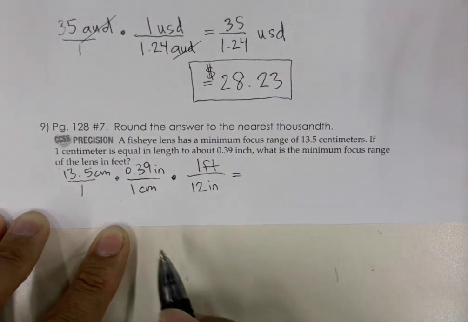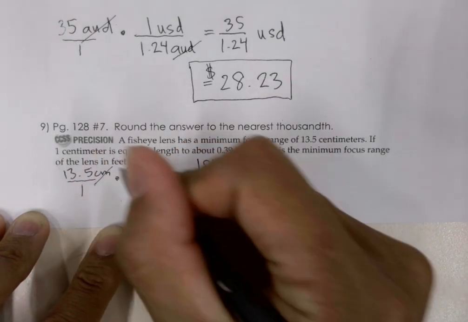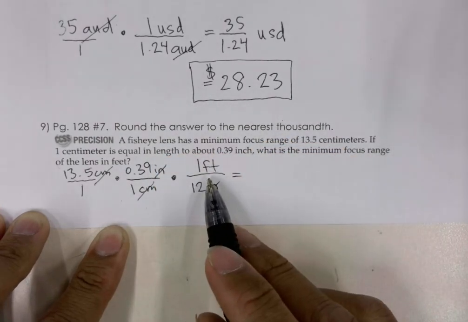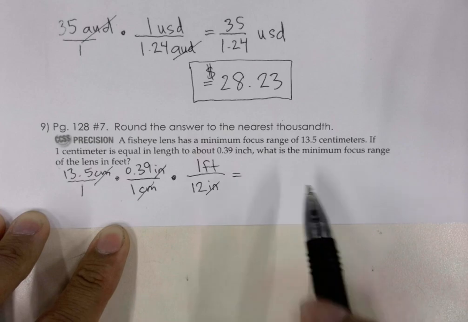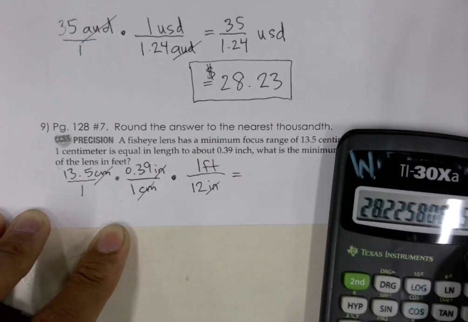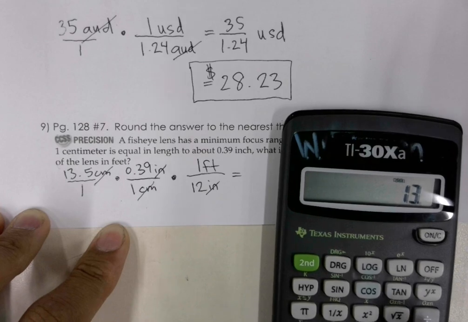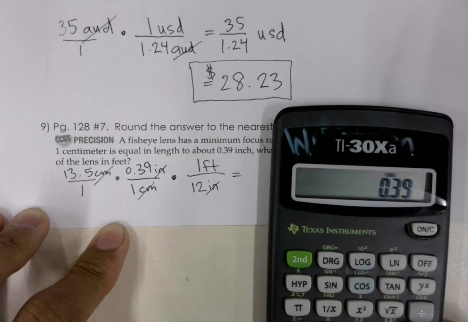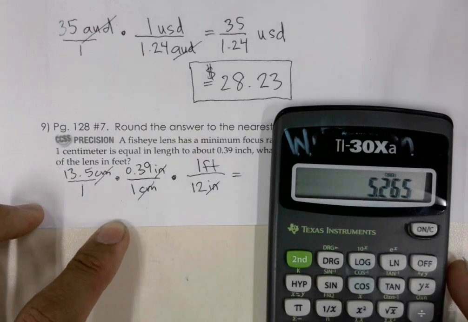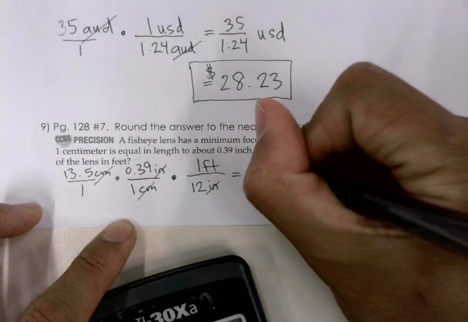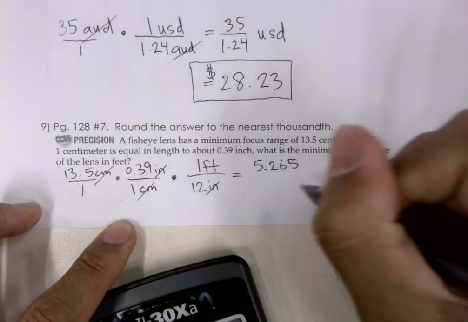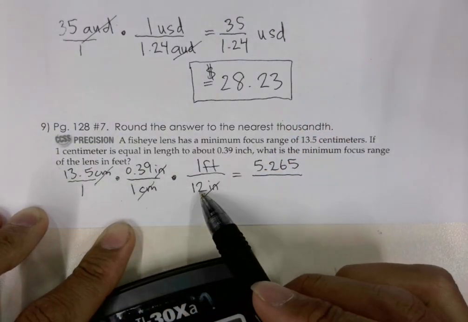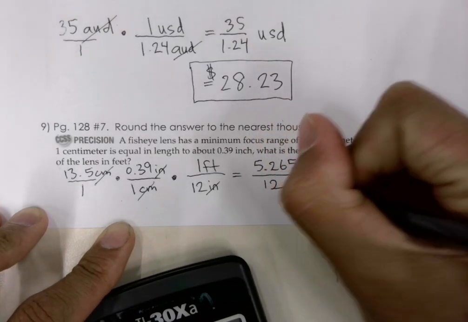So let's cancel out our centimeters. Let's cancel out our inches. And that leaves our answer in feet. And let's multiply the fractions. 13.5 times 0.39 is equal to 5.265. And in our denominator, it's going to be 1 times 1 times 12. So that's going to be a 12 in the denominator.